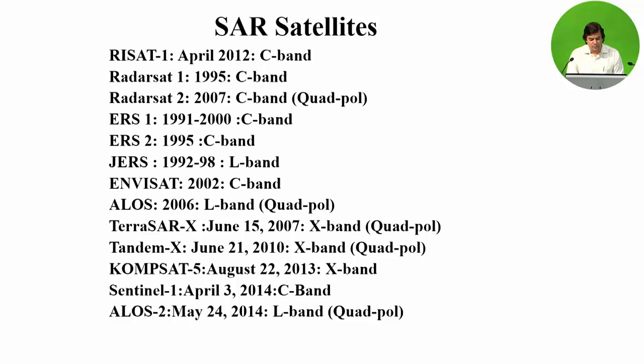One most advantageous property of Sentinel-1 is the free availability of the data set. This data set is freely available for all users. ALOS-2, which was launched after ALOS, in May 2014, is providing the data set in L-band.